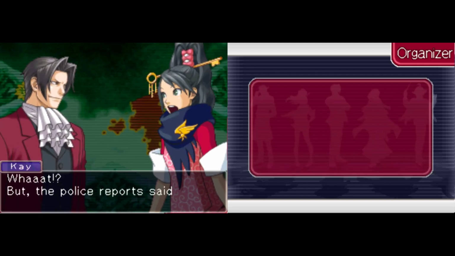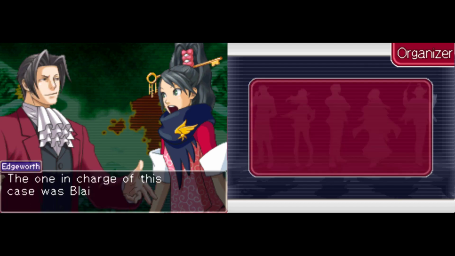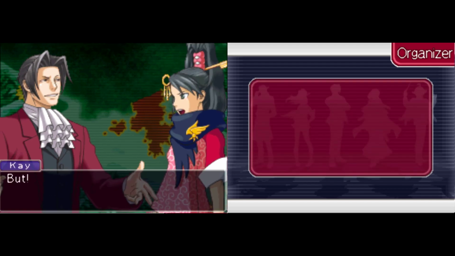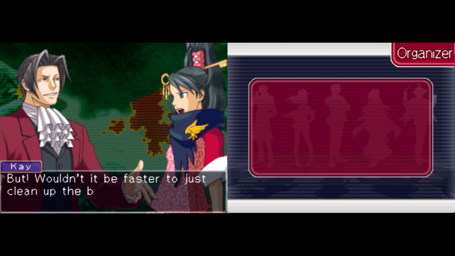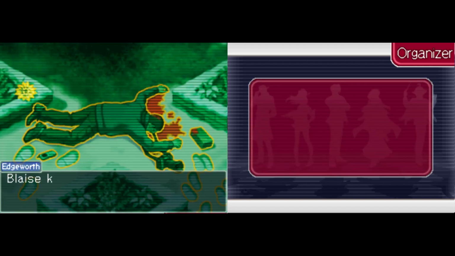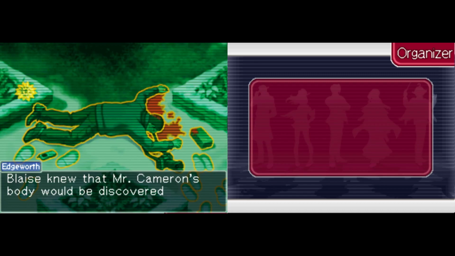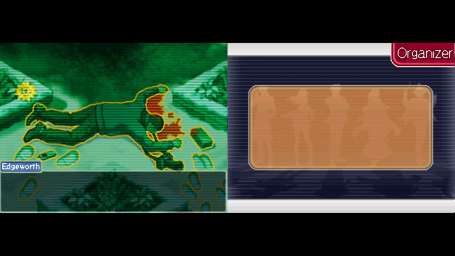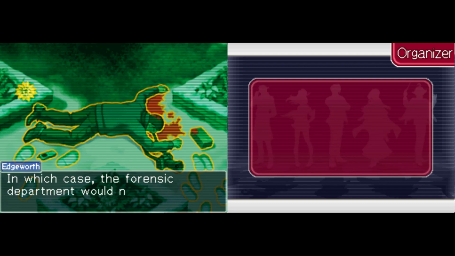What? But the police report said this was Mr. Cameron's blood. The one in charge of this case was Blaise de Best. It would have been simple for him to falsify that information. But wouldn't it be faster to just clean up the bloodstains rather than falsify the information? He wouldn't be able to do that. Think about it. Blaise knew that Mr. Cameron's body would be discovered here, in which case the forensics department would naturally become involved.